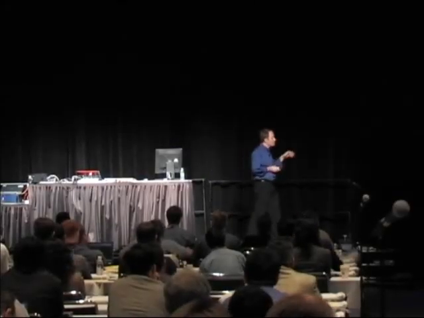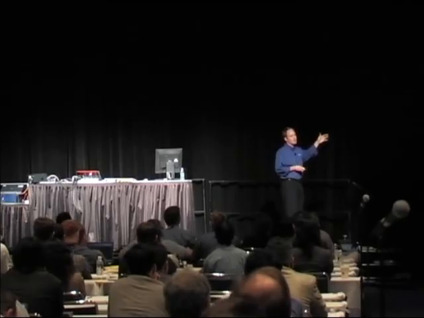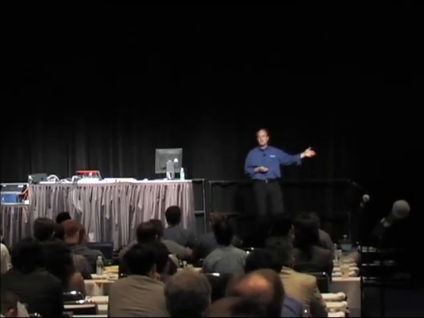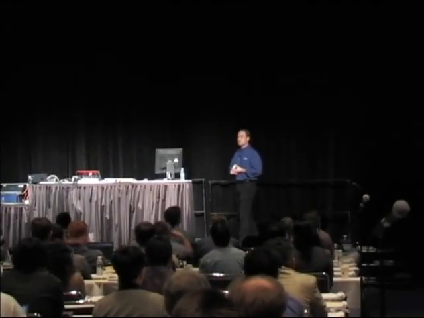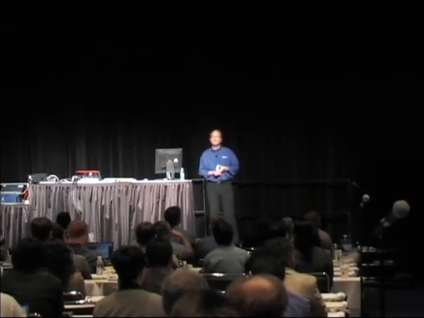And as we can see, most of the biggest worms and viruses in the near past actually attacked services, right? We're talking about Sasser, Blaster, CodeRed, Slammer, and Nimda. So what we're basically advocating developers to do is start moving to much least privileged accounts, right? Start moving to local service or network service accounts. Most services really do not need to run as local system.